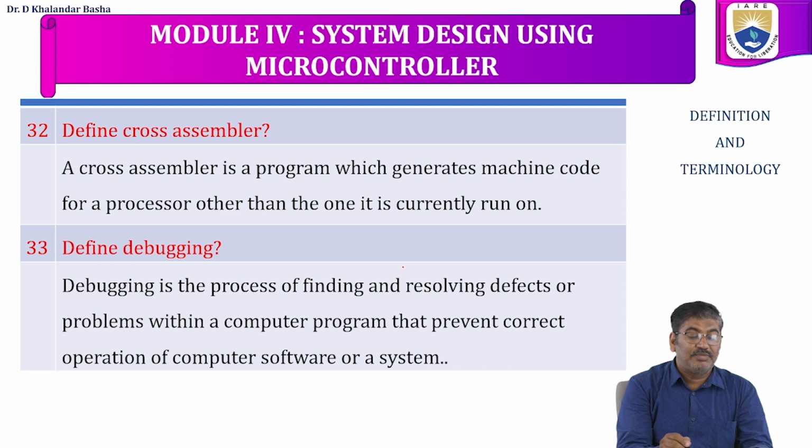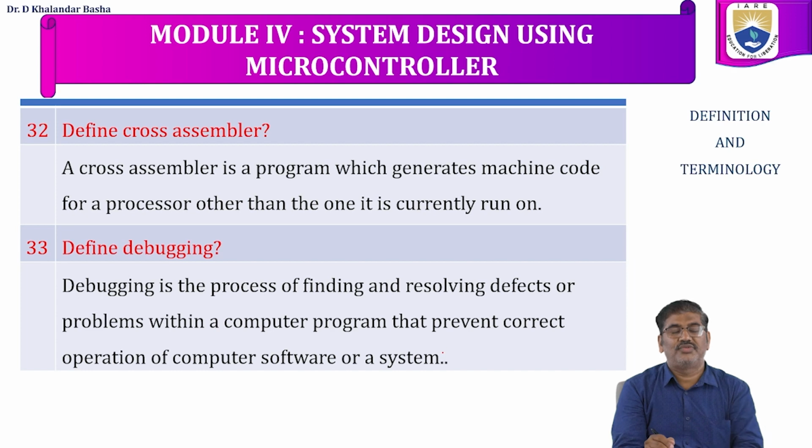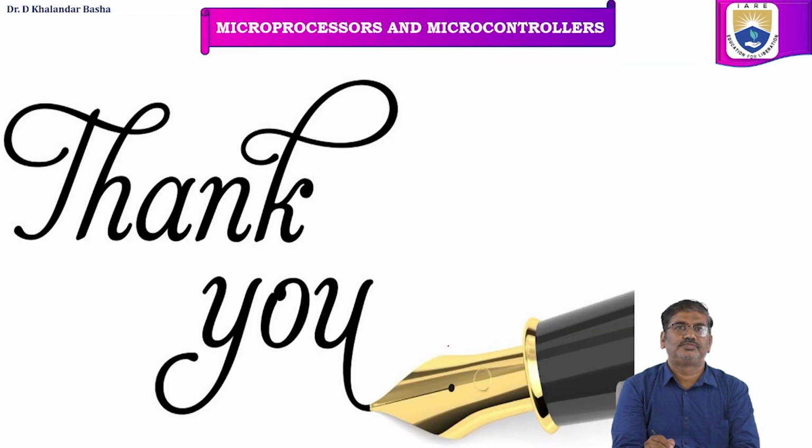Define cross assembler. A cross assembler is a program which generates machine codes for a processor other than the one it is currently running on. Define debugging. Debugging is the process of finding and resolving defects or problems within a computer program that prevent correct operation of computer software or a system.